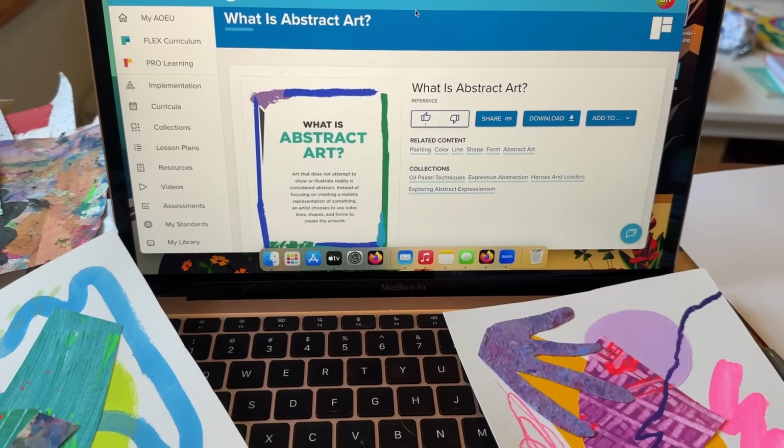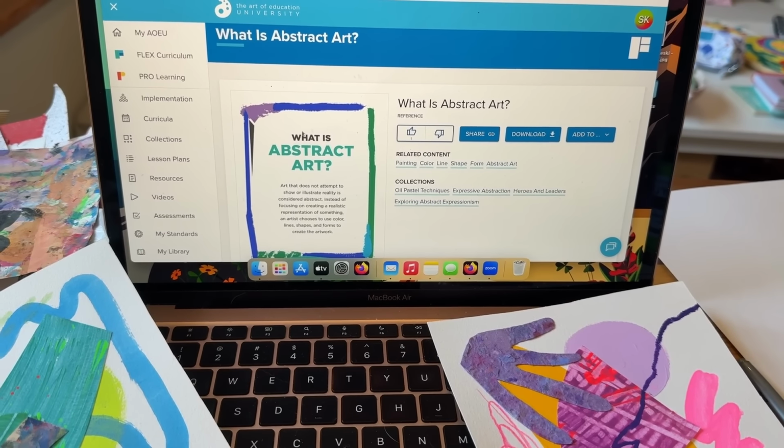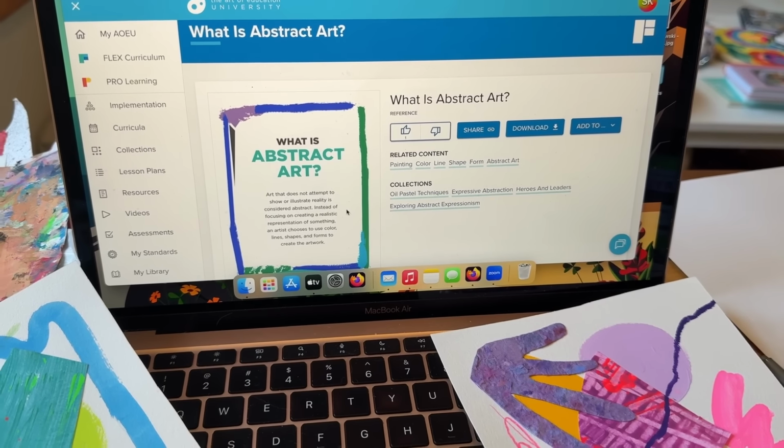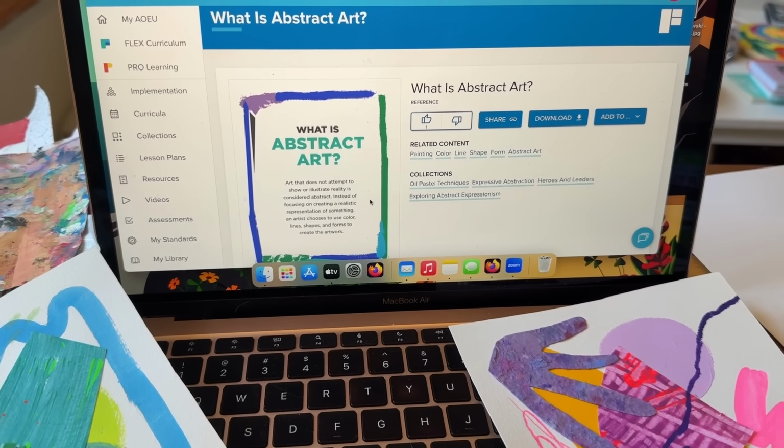A great place to find some resources about abstraction is in our Flex curriculum, where you'll find lesson plans, resources, videos, all sorts of stuff to encourage that conversation between you and your students. Of the many things you'll find in Flex, one is this What is Abstract Art poster that you can put up in your classroom or post on the board to start that conversation about what makes something abstract art.